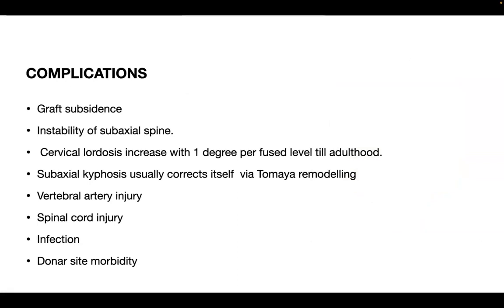Coming to complications of the surgeries, the main complications being graft subsidence, instability of the subaxial spine, and after fusion, the cervical lordosis is known to increase by 1 degree per fused level till adulthood. The subaxial kyphosis usually corrects itself via Toyama remodeling. Other than these, operative complications like vertebral artery injury or spinal cord injury, infection, and donor site morbidity form the other complications.